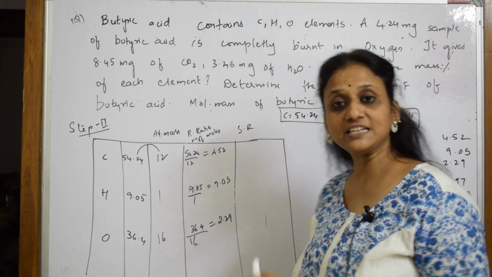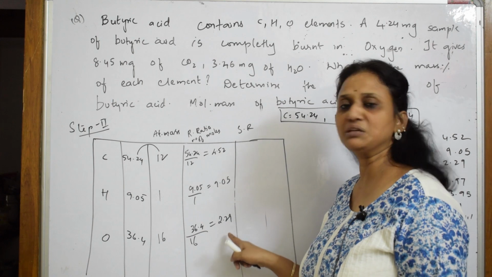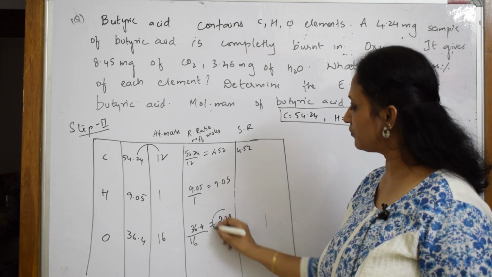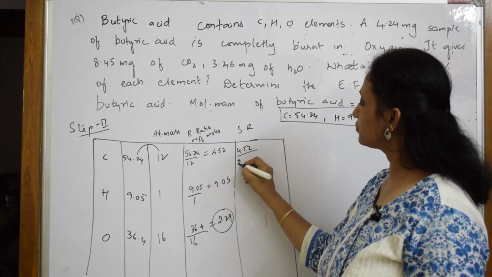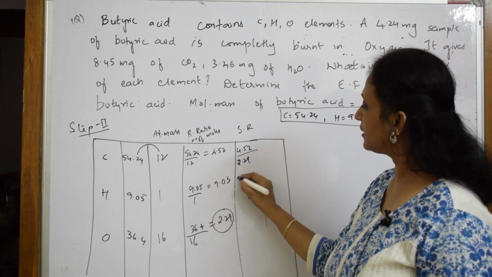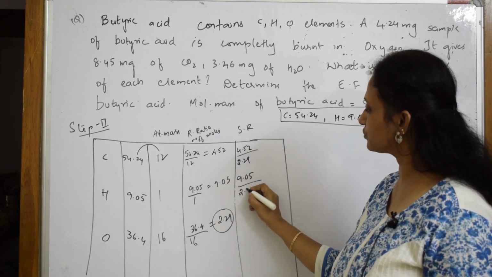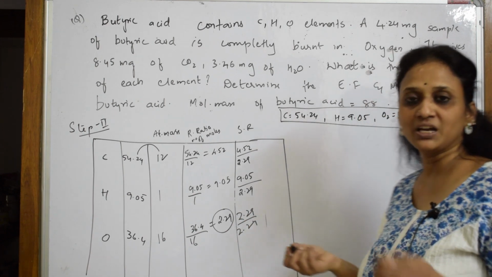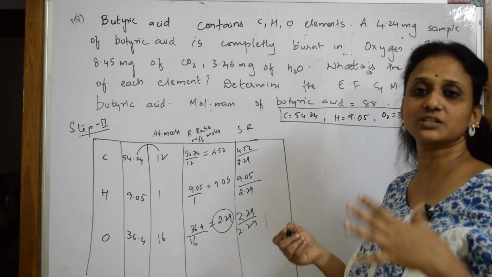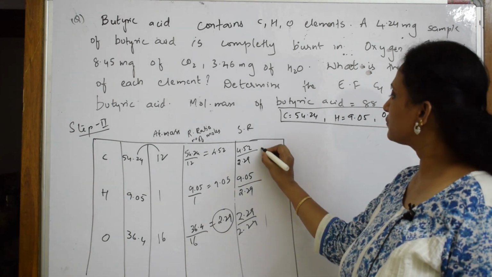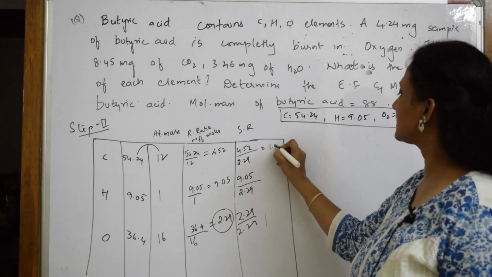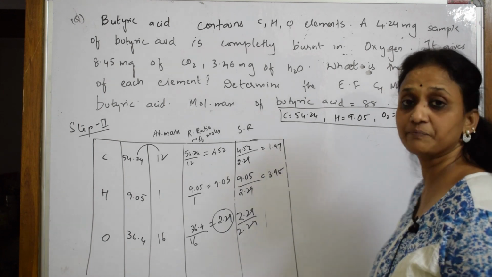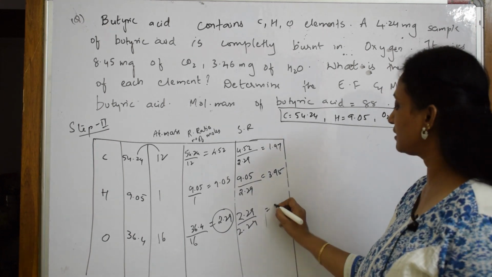Now I need to find the simplest ratio. For finding the simplest ratio, what is the rule? You need to see whichever is the minimum value, and divide by it. Here the minimum value is 2.29, so divide 4.52, 9.05 and 2.29 by 2.29, just to get the simplest ratio. When I divide this, I get 1.97. The second one gives 3.95. In the third case, 1.